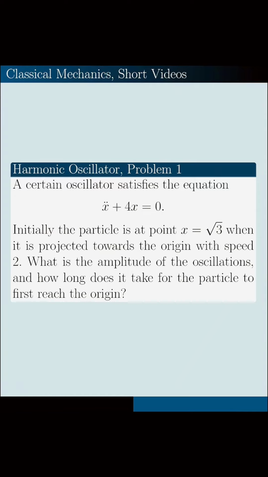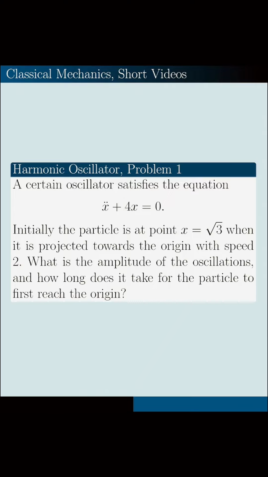Hello, in this short video I'm going to solve the following problem for you. A certain oscillator satisfies the equation x double dot plus 4x equals 0. Initially the particle is at point x equals square root of 3 when it is projected towards the origin with a speed 2. What is the amplitude of the oscillations and how long does it take for the particle to first reach the origin?